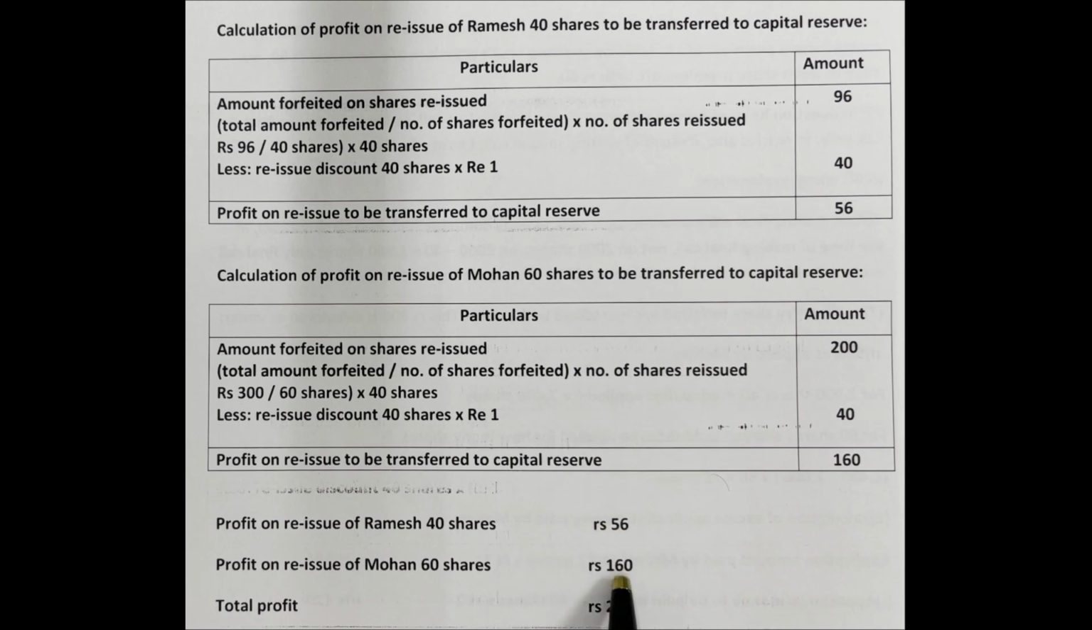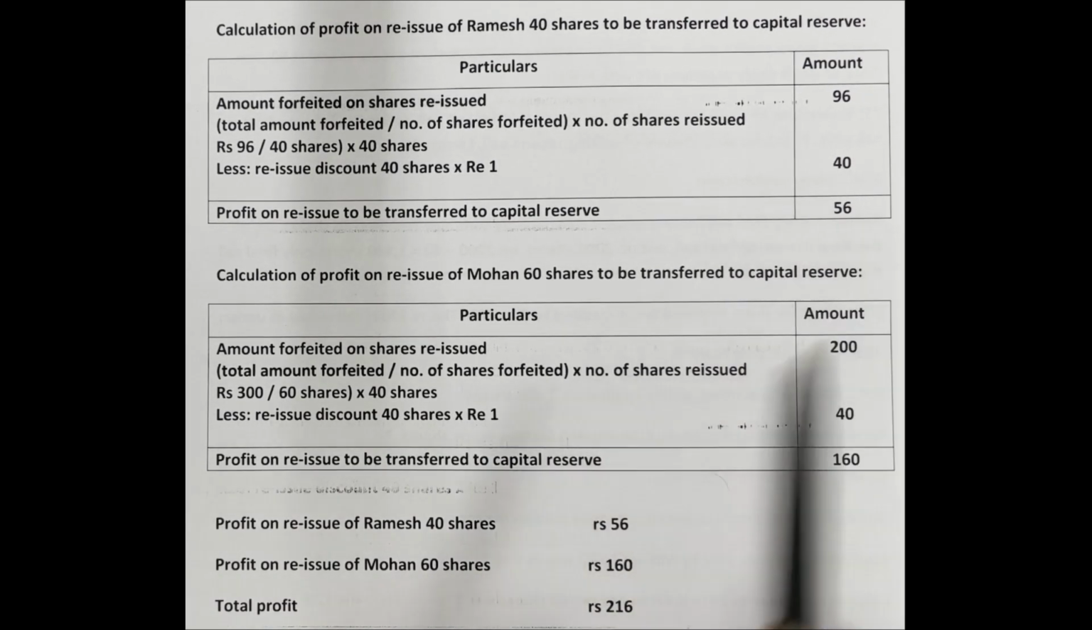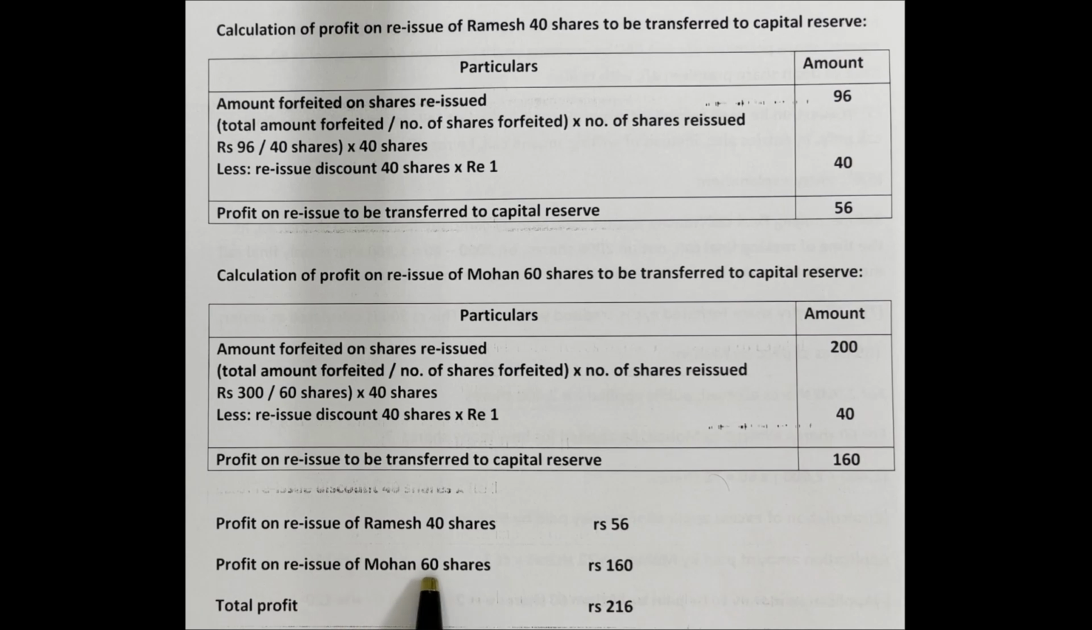Now these two credit balances we will add. Profit on reissue of Ramesh 40 shares, 56 rupees, the first table answer. Profit on reissue of Mohan 60 shares, the second table answer, 160. Total 216 rupees. This is the final credit balance in share forfeited account. This amount we should transfer to capital reserve.